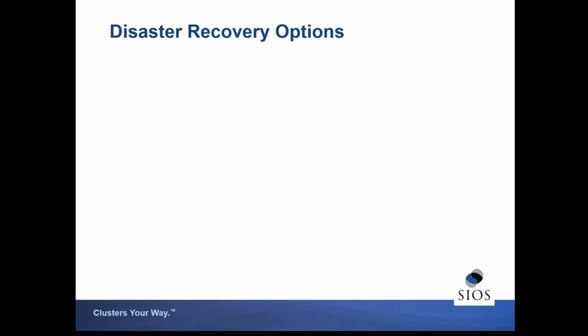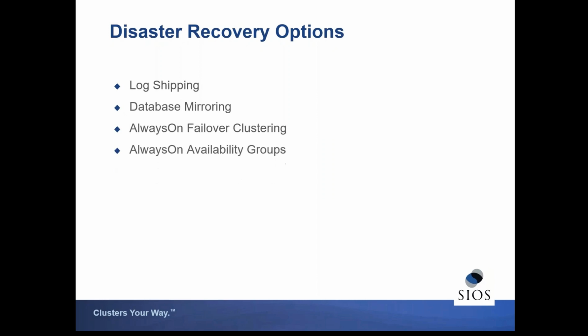So what are those DR options that are available to us? Well, they're actually going to look fairly similar, fairly familiar. Log shipping, database mirroring, failover clustering, and availability groups.